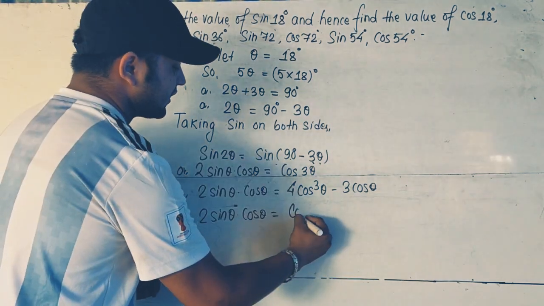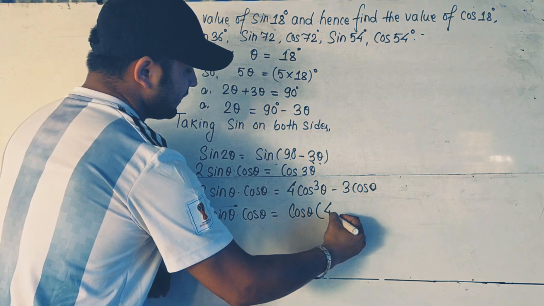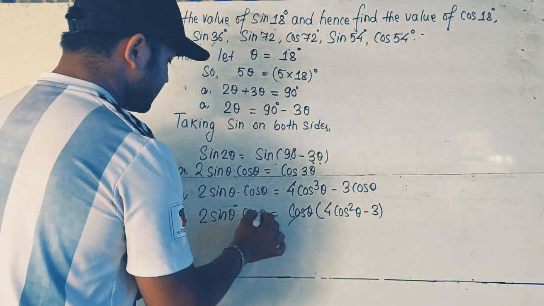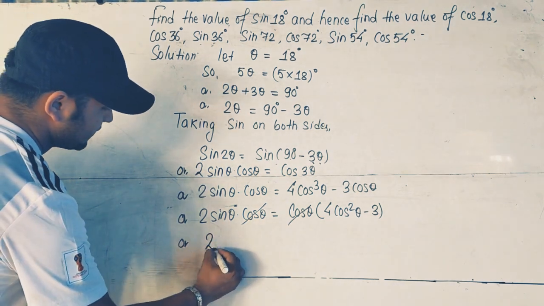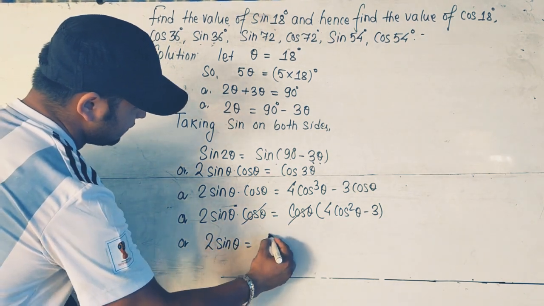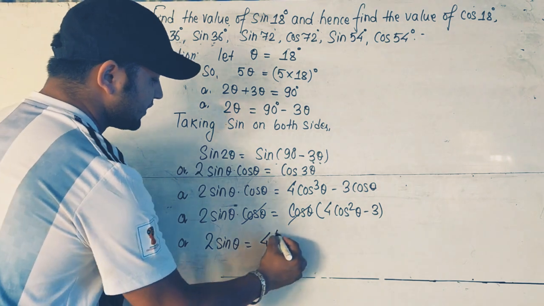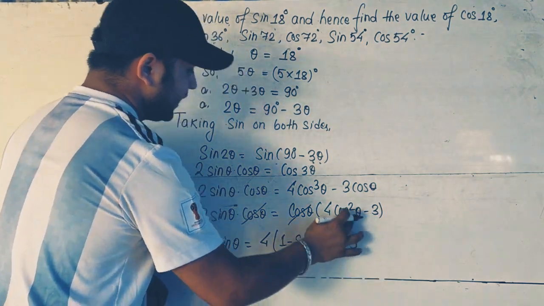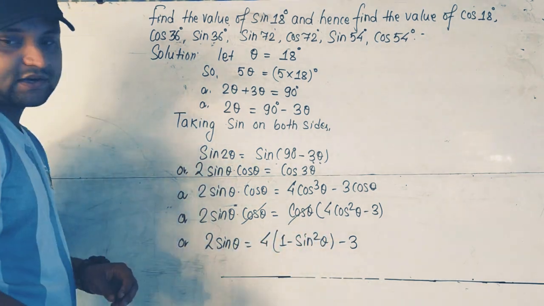So now you can take cos theta common here. After taking cos theta common, you will have 4 cos square theta minus 3. So you can cancel this cos theta and cos theta. Now what we have left is 2 sine theta equals 4. In place of cos square theta, we can write 1 minus sine square theta, minus 3.